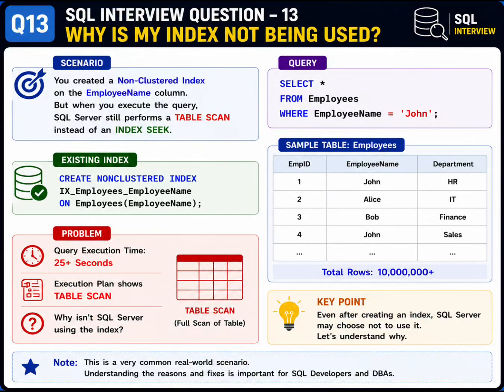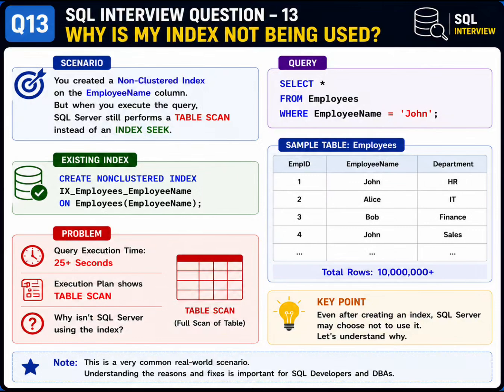Suppose we have an employees table with more than 10 million records. Then we created a non-clustered index on the employee column as usual. Now we execute the following query with a filter in the where clause. We expect SQL Server to use the index, but when we check the execution plan, we see a table scan. The query is taking more than 25 seconds. Now, the interview question is, why did SQL Server not use the index?